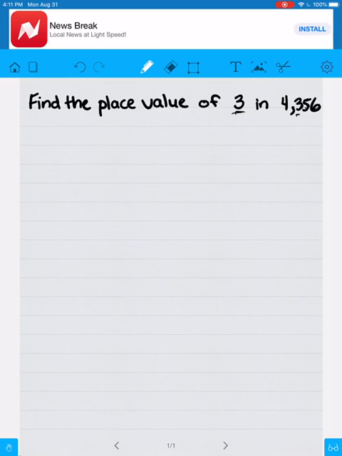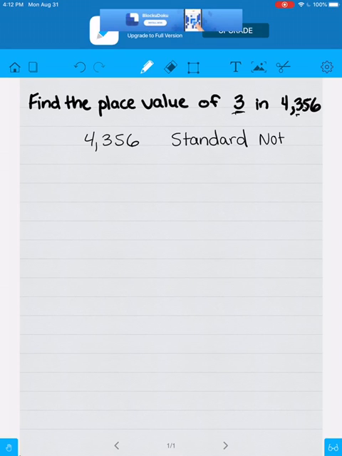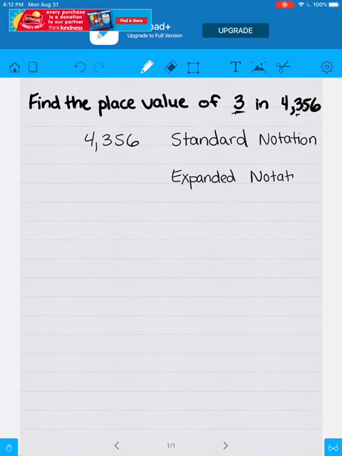So right now, if we write this number like this, that is written in standard notation. And that just means we wrote the number using digits. Now I'm going to use expanded notation to understand what the value of each digit in this number is, more specifically looking at the 3.